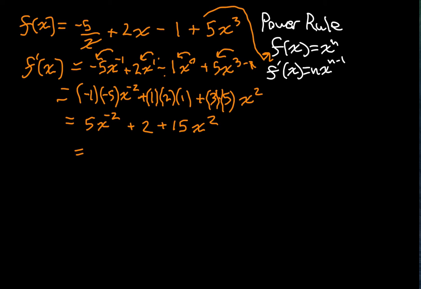And if we want to simplify this even further, or at least just get rid of the negative exponent, we could always say that the derivative is 5 over x squared plus 15x squared plus 2, or in what order we want. I don't think it matters that much, but that's the derivative of our function f of x. In a moment, we'll be getting into another example.